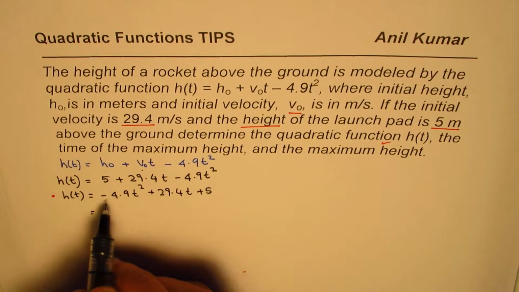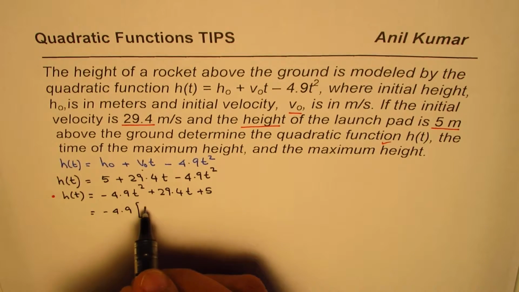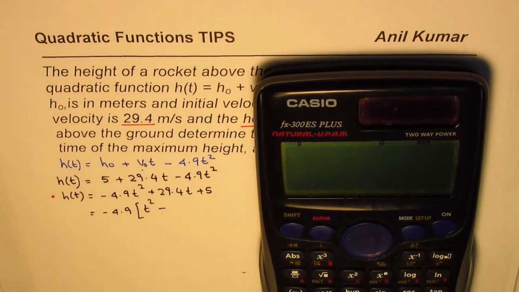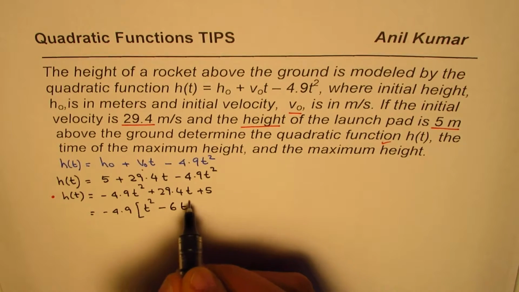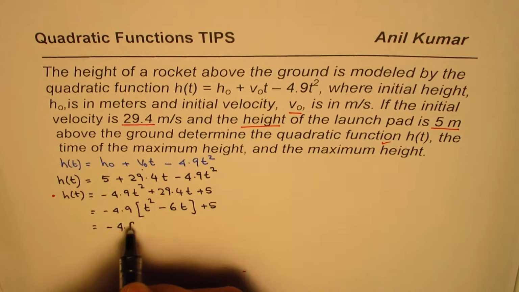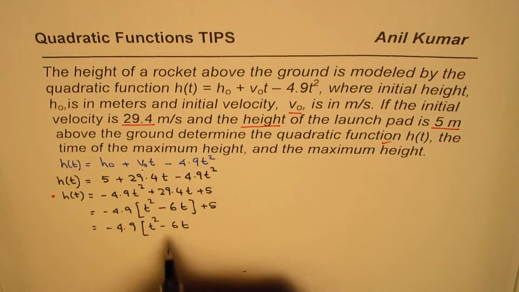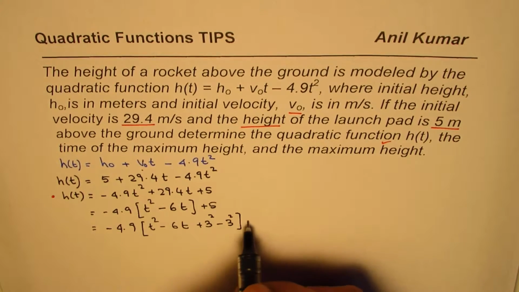So to complete the squares, we'll take −4.9 common, right? So we are left with t squared minus, let me divide 29.4 by 4.9. 29.4 divided by 4.9 gives us 6. And that's the reason why we took such a value. So we have 6t plus 5, right? Makes things simpler. Okay. So we have 4.9 with a negative sign. Inside we have 6t. Now half of 6 is 3, so we'll add and subtract 3 squared, right? That is the next step.